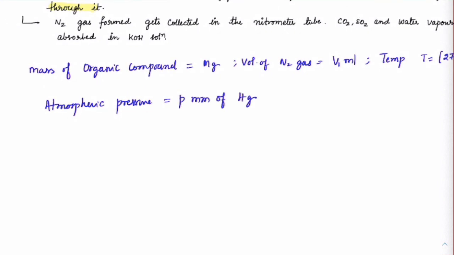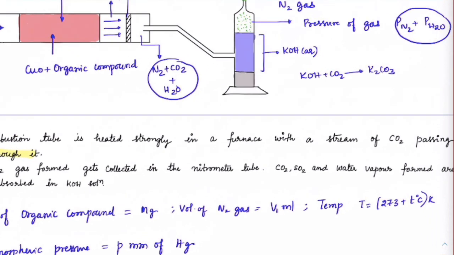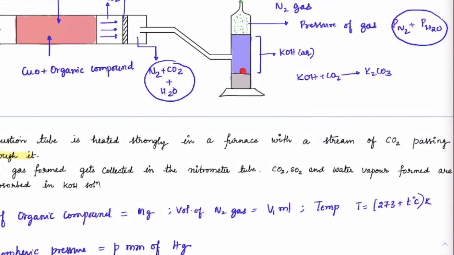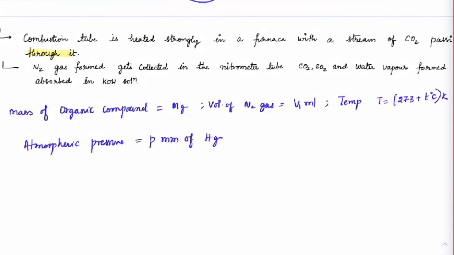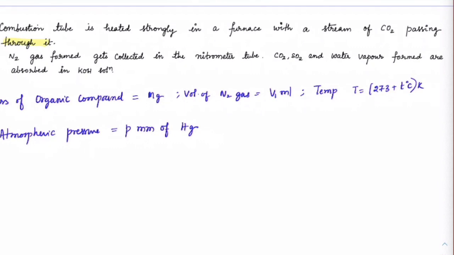Copper gauze will not reduce sulfur dioxide, okay? It will come out of that and it will get absorbed in the KOH here. Next, atmospheric pressure, let us keep it as P mm of Hg, and the aqueous tension of H2O at this particular temperature, let me call it F mm of Hg.